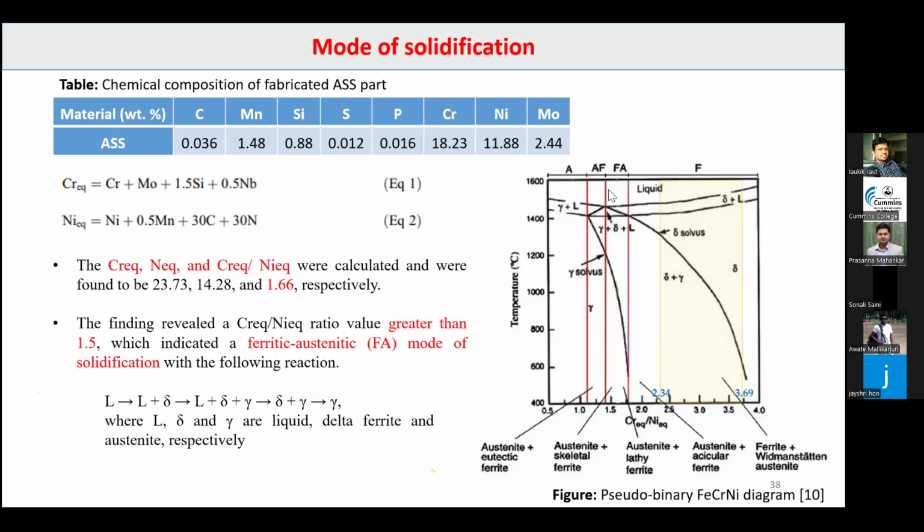Initially the material is in the liquid stage. After that, you can see here liquid plus delta, that means delta ferrite starts forming. After that, liquid, delta ferrite, and then gamma austenite. So here you can see liquid, delta ferrite, and gamma austenite, when the chromium-nickel equivalent ratio is more than 1.5. So liquid, after that delta plus liquid, then gamma plus delta plus liquid, and at the last you will be getting the austenitic phase. So this is the mode of solidification.